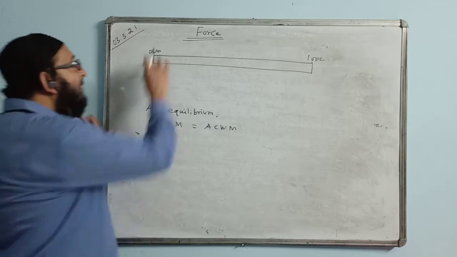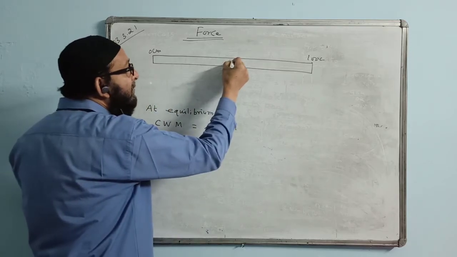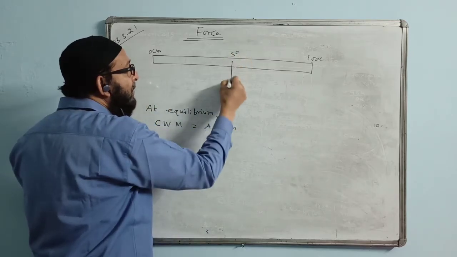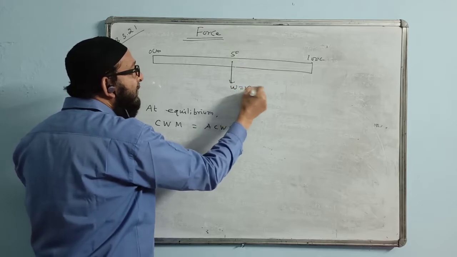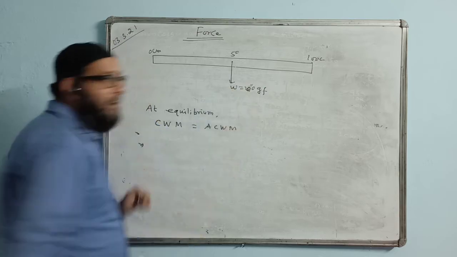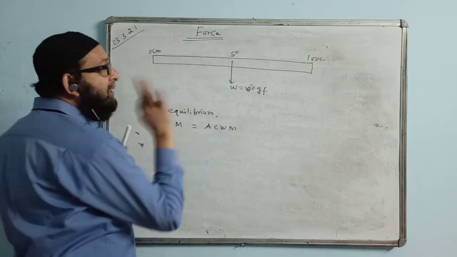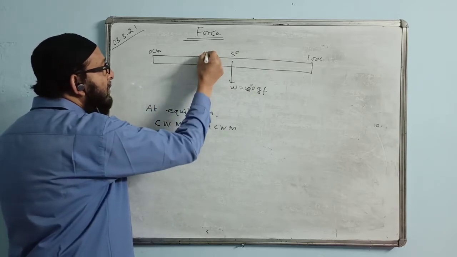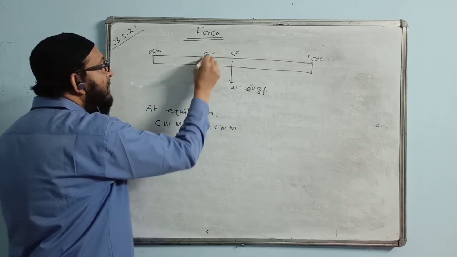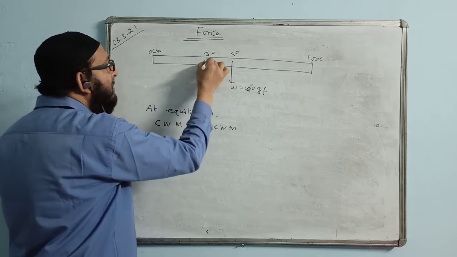First we'll see where is the weight of the ruler. What is the weight of the ruler given? 100 GF, and where will that be acting? That will be acting at 50. Sorry, the weight of the ruler is given as 100 GF, and it is already there. And where is it balancing? It is balancing at 30. That is your pivoted point, the knife edge, is here.